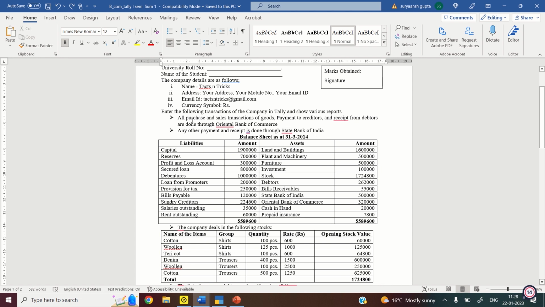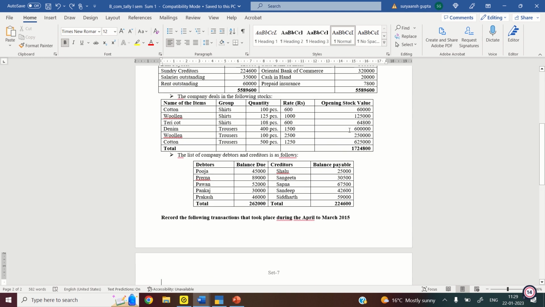Then it is said that all purchase and sales transactions, payments to creditors and receipts from debtors are done through the Oriental Bank of Commerce account, and any other payment and receipt is done through State Bank of India. It means the company has two bank accounts, OBC and SBI. For debtors and creditors, refer to OBC, and for other transactions, refer to SBI.